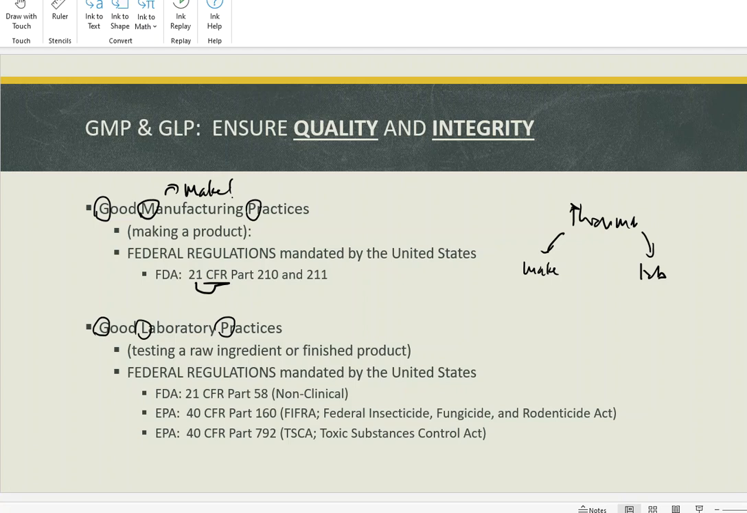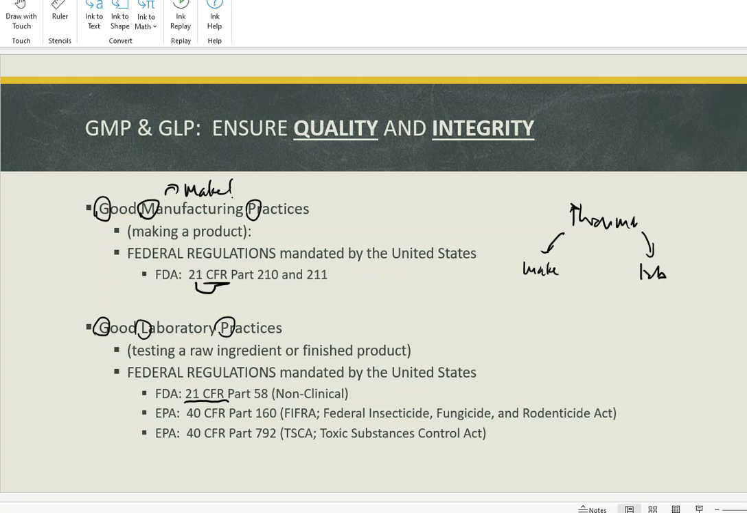We dabble into quite a bit of different types of materials. Pharmaceutical is just one of those. So there are federal regulations within the United States, and the FDA, the Food and Drug Administration, is again 21 CFR, or Title 21 CFR, Code of Federal Regulations.